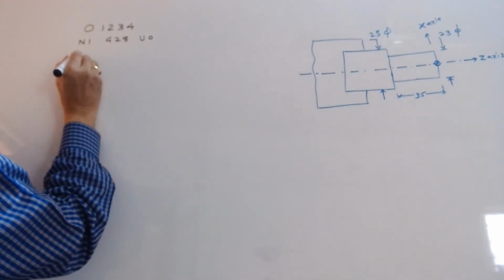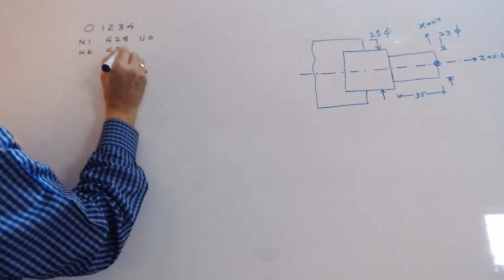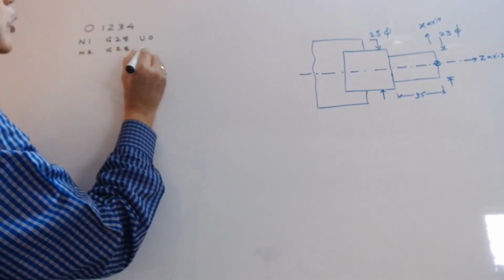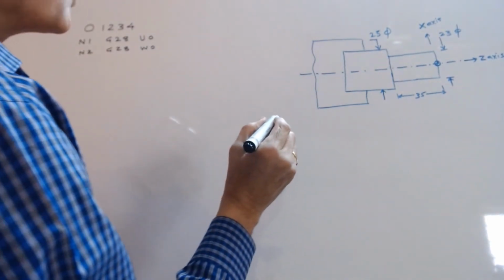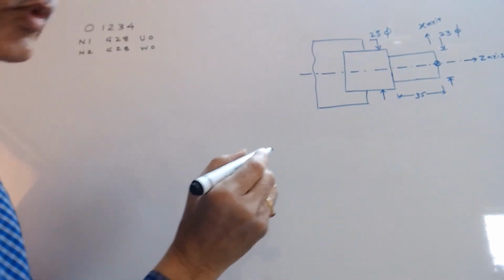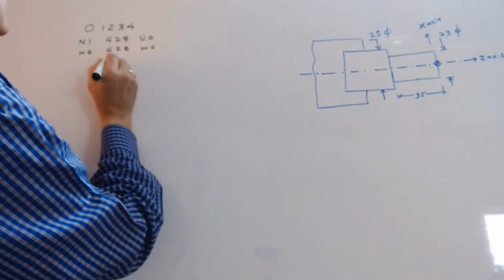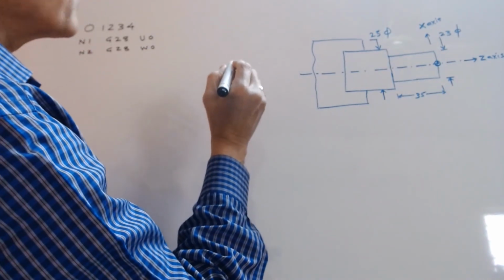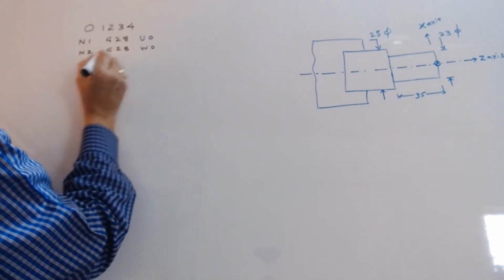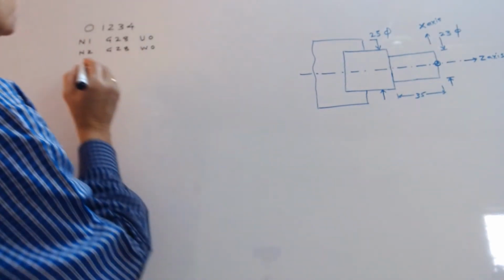Then block number 2, G28 W0. Now we will send the tool to the reference point for the Z-axis. G28 W0 means send the tool to the reference point for the Z-axis. This is the position where indexing can be done safely.